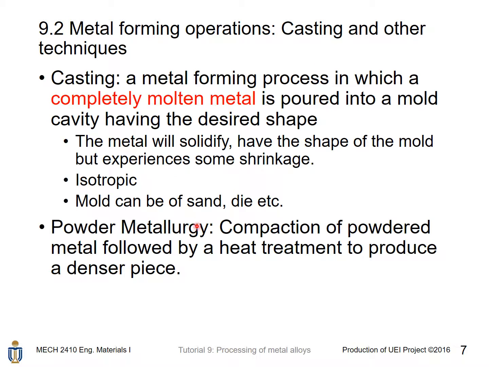Powder metal technology is a compression of powdered metal, which means that you have a lot of powdered metal and you use a very, very large force to compact it into a piece, followed by a heat treatment to strengthen such a compacted metal piece and produce a denser piece, which is the final workpiece.